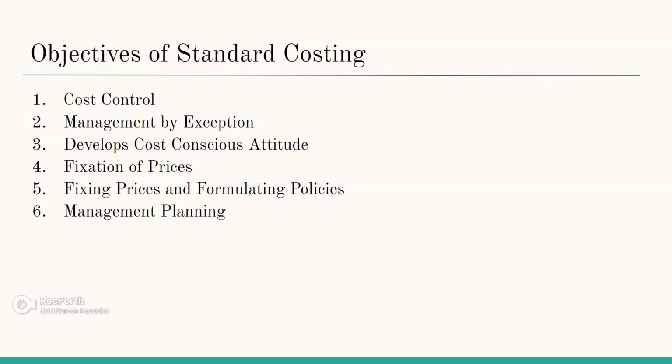4. Fixation of prices. To help the management in formulating a production policy and in fixing the price quotations as well as in submitting tenders of various products. This can be done with more accuracy with standard cost than the actual cost. It also helps in formulating production policies. Standard costs remove the reflection of abnormal price fluctuations in production planning.